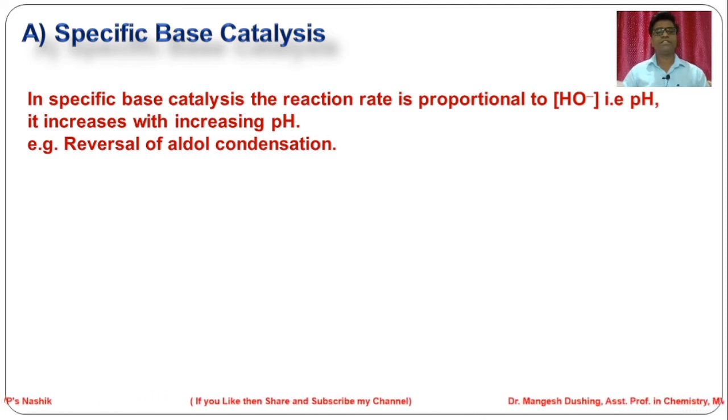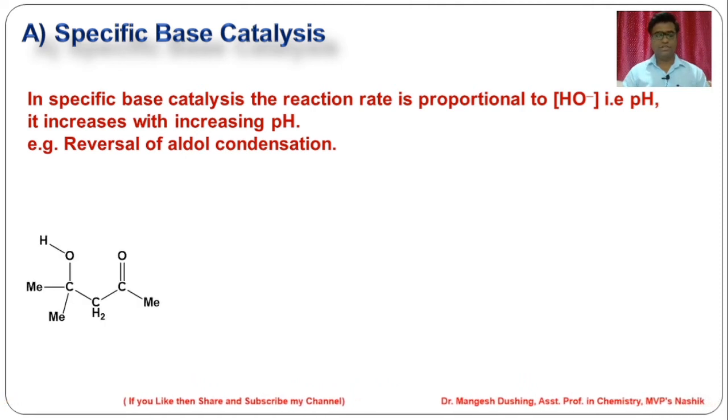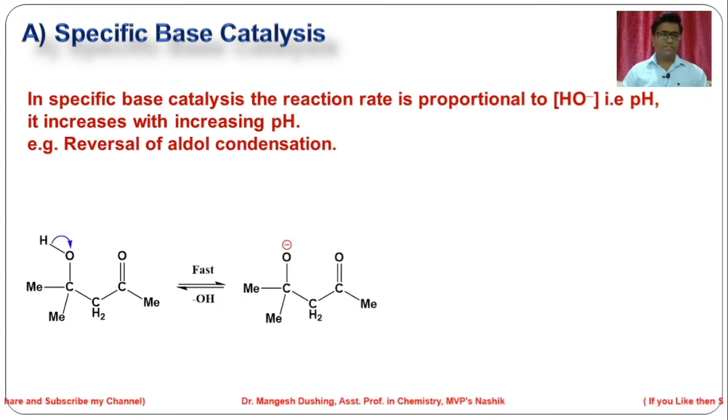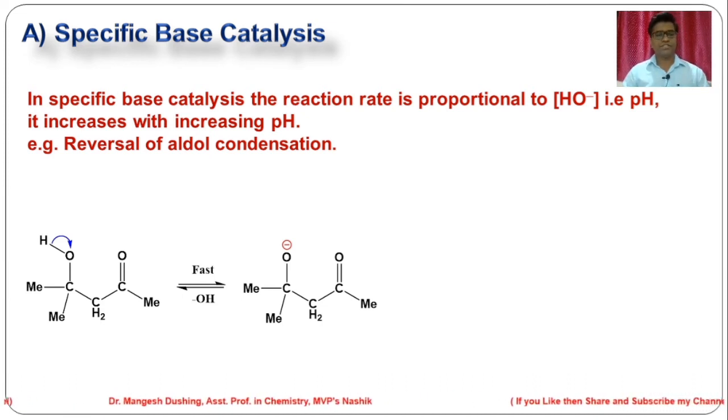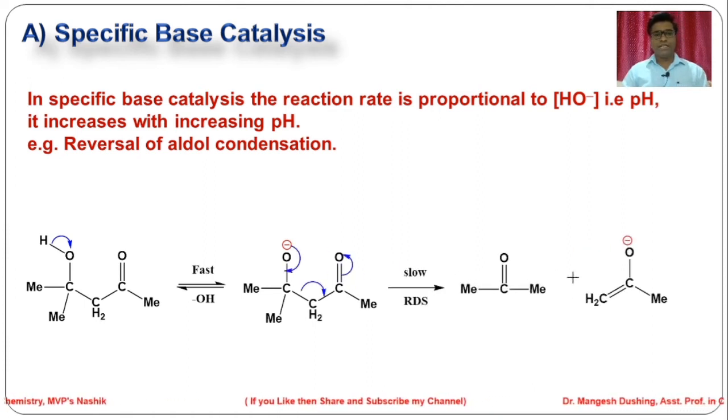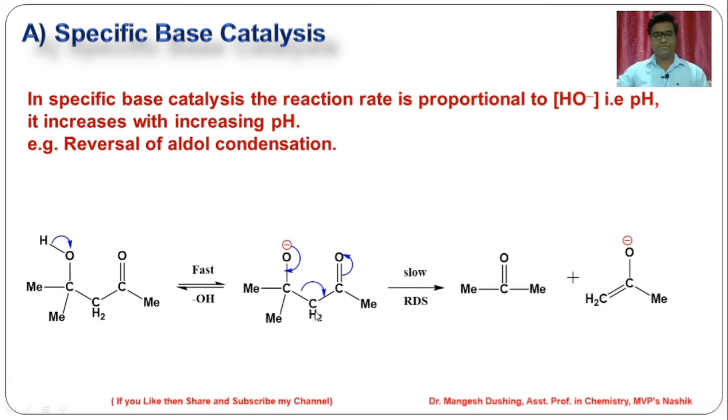For example, reversal of aldol condensation. Suppose this is the starting material, that is a beta hydroxy ketone. Now after abstracting the proton of the beta hydroxy, it forms a conjugate base, that is O minus. This is a very fast process in the presence of base. Then that O minus comes inside to form a ketone and one carbanion. Now this is the slow step. So this is the base catalyzed reaction.